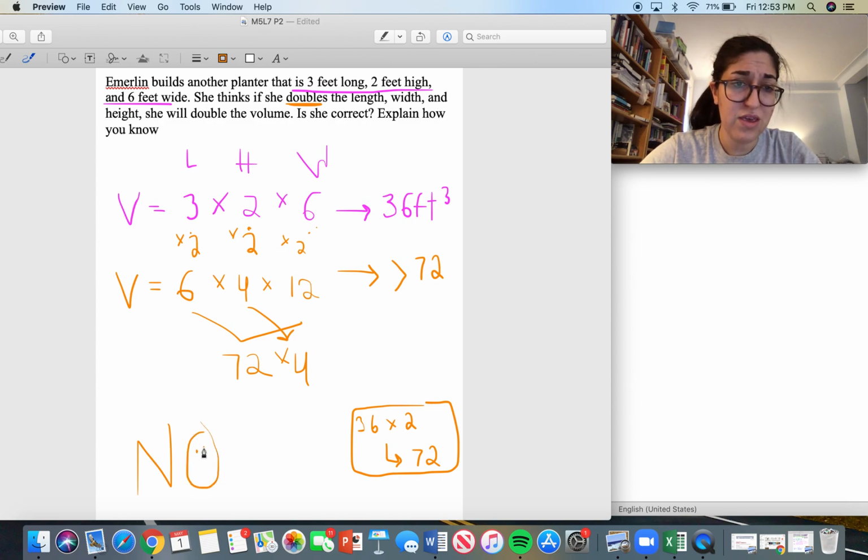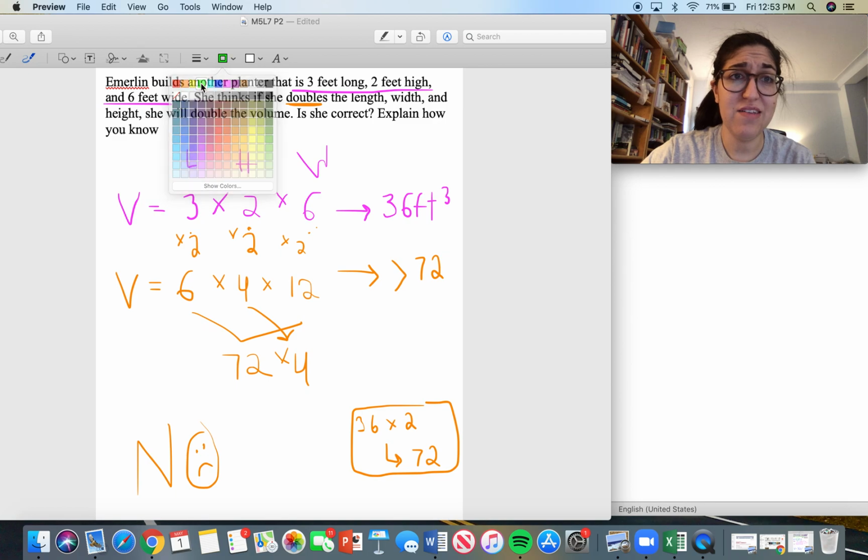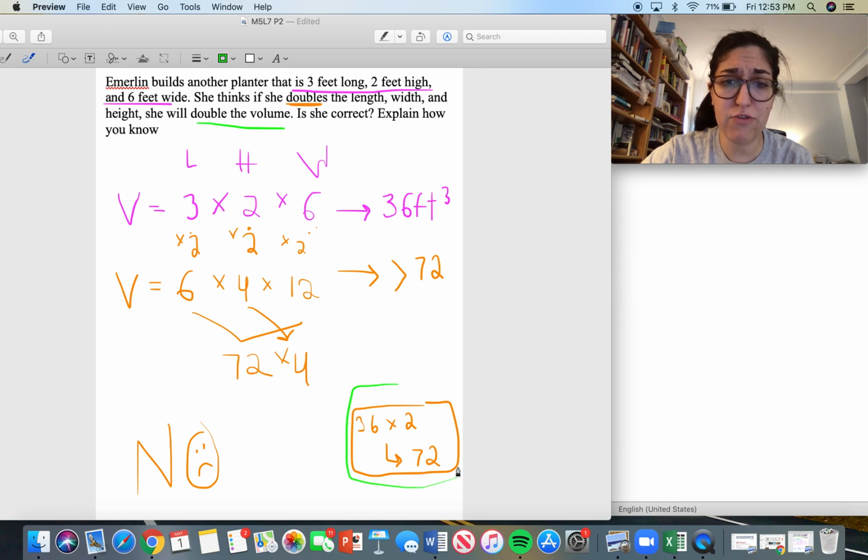Because I'm doubling more than just one part of it, right? I'm doubling a whole bunch of things. And if you're still confused by that, the way that you can explain that is just like what I did. I tried it. I said, well, she thinks that she's going to double the volume. I found what double the volume would be, right? Remember that volume was 36, so double that would be 72.